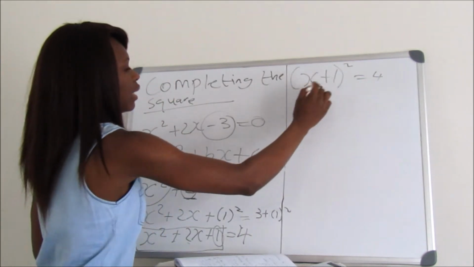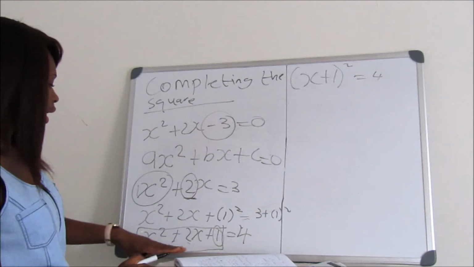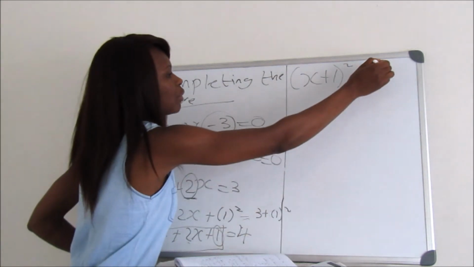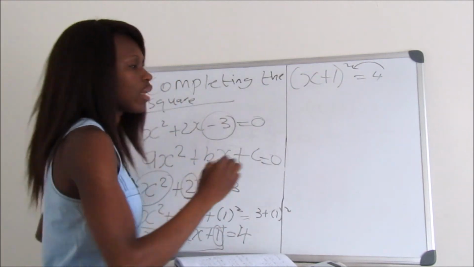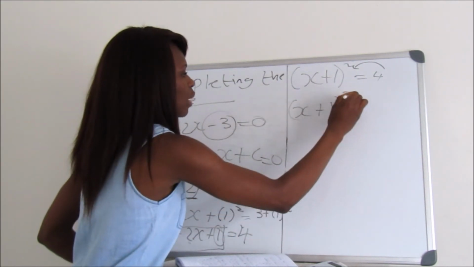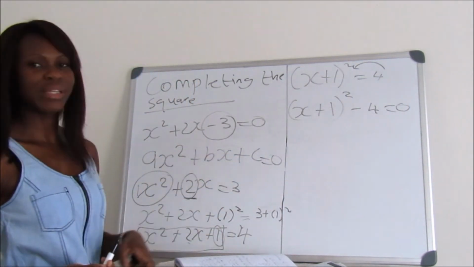If we take x plus 1 squared back to the equation, it will be x squared plus 2x plus 1 is equal to 4. Then we take this 4 to the other side of the equal sign, and it will be x plus 1 squared minus 4 is equal to 0. Now we have completed the square.